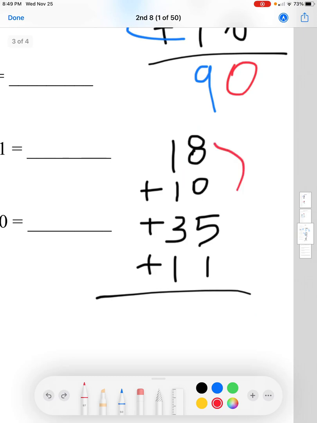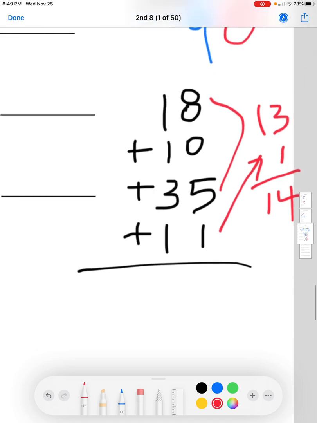So we have 8 plus 5, which equals 13, and 13 plus 1 equals 14. So adding up just the ones place, we get 14. But we can't put two numbers in a single digit, so we will move this 10 to the tens place right here.